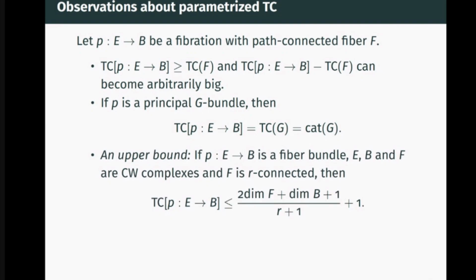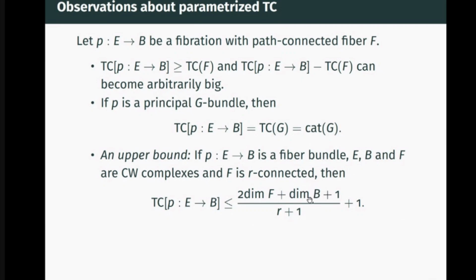Then we can also find upper and lower bounds, which are constructed in the same way as the upper and lower bounds from the previous section for the classic TC, namely with a bit more restrictions. So if we have not a fibration but a fiber bundle, and if E, F, and B (total space, fiber, and base) are CW complexes, and the fiber is r-connected, then we get this bound from above by twice the dimension of the fiber plus the dimension of the base, plus 1, divided by r plus 1, plus 1. If you compare this with the original upper bound for TC of the fiber, the only difference is this summand here: dimension of B is additionally in there.